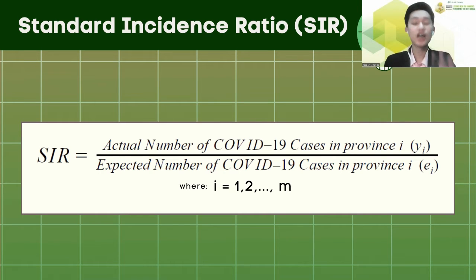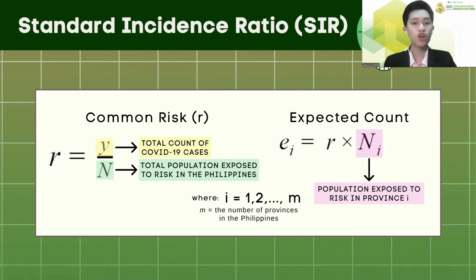Regarding data analysis, 2021 COVID-19 statistics were investigated. Standard incidence ratio or SIR was used to measure a province's relative risk to COVID-19. Here is the formula for computing the provincial relative risk. To calculate the relative risk, common risk denoted by R was computed at the national level, as well as the expected count of COVID-19 cases denoted by E sub I.